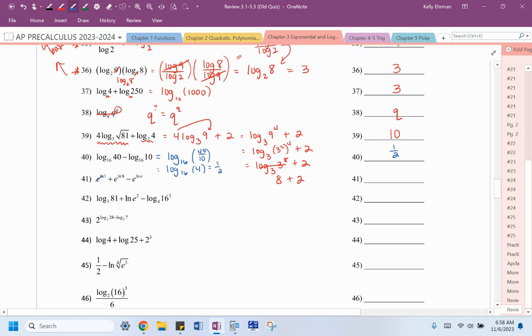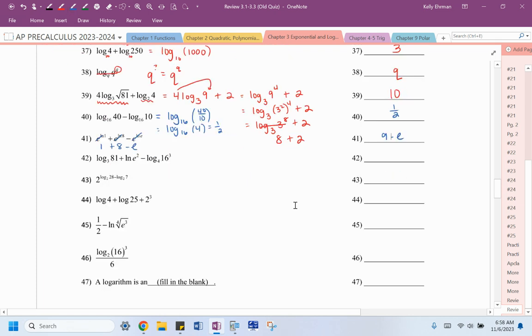E to the natural log of 1 is 1. E to the natural log of 8 is 8. E to the natural log of e is e. 1 plus 8 is 9 minus e. That's as far as we can take that one.